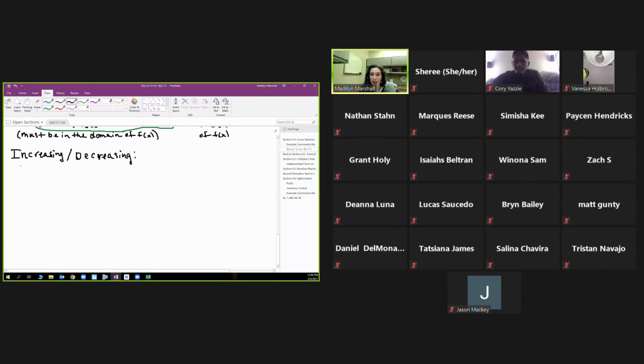So this is where we make a sign chart of f prime, using all of the partition numbers. Partition literally means to separate things. So partition numbers are giving us ways to partition the number line. That's why they're called that. So we will have our number line.